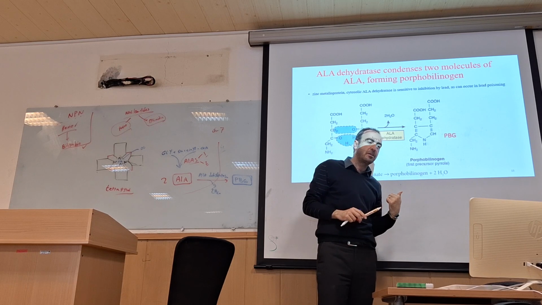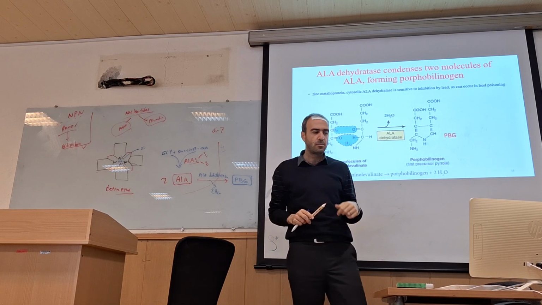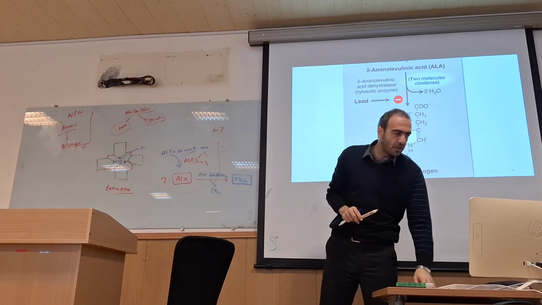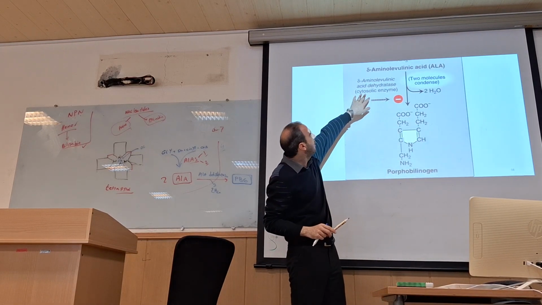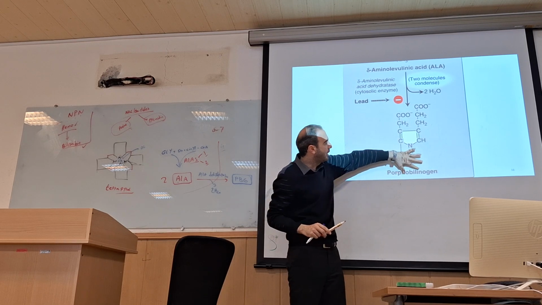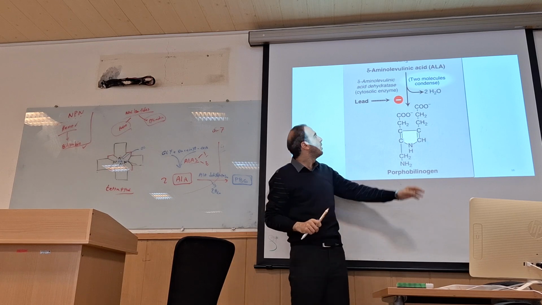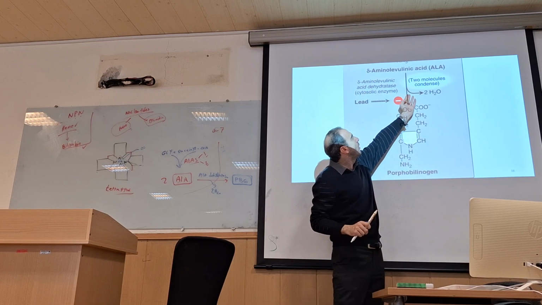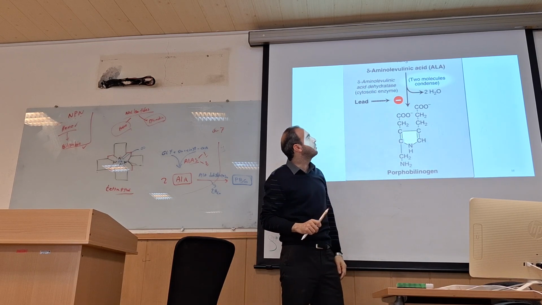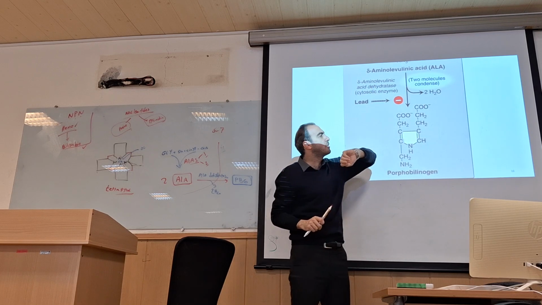This reaction occurs in the cytosol. So again, you can see 2 molecules of aminolevulinic acid can be converted to the porphyrin precursor. We have 2 molecules of water removed, and the enzyme name is the dehydratase.